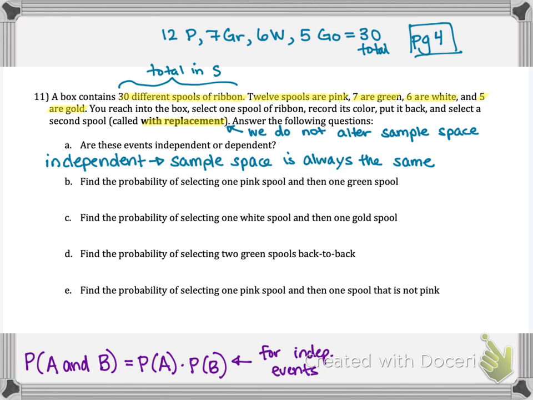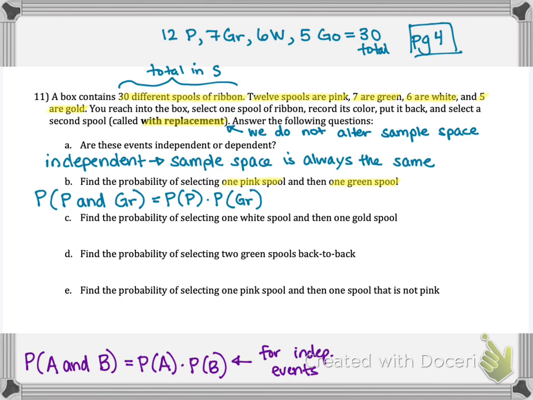Okay? So let's backtrack and see what our first question is for letter B. First, we're asked, find the probability of selecting one pink spool and one green spool. So we want one pink and then one green. So I'm going to use the notation I did above. That would be pink, and then the word in between is and, green. And based on what we wrote for our formula, that would actually look like the probability that the spool was pink times the probability that the spool was green.